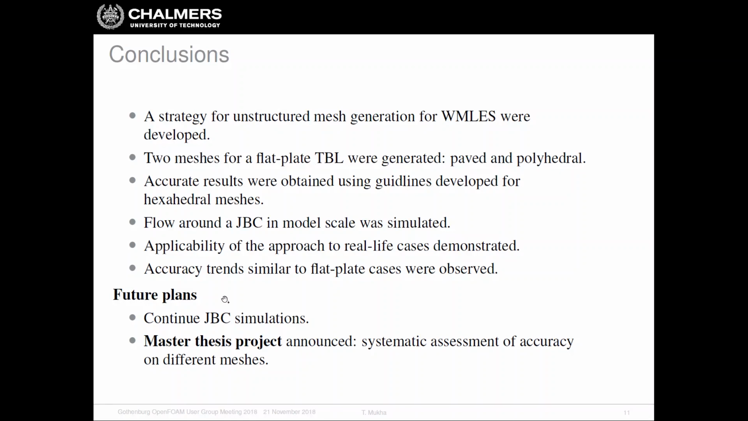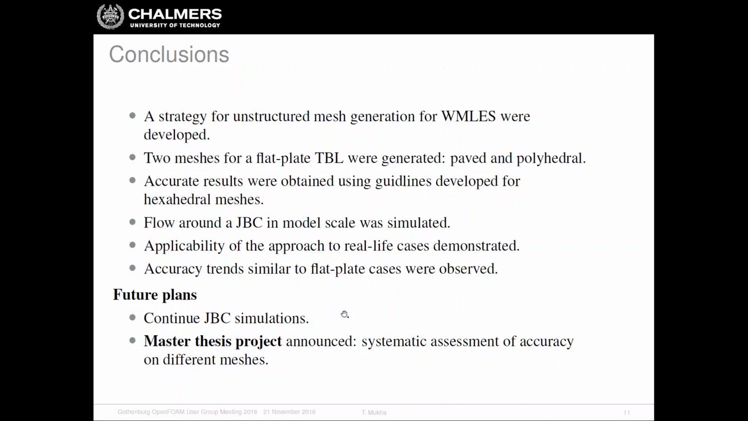Now, regarding future plans, we would like to continue the Japan bulk carrier simulations. In particular, the low-hanging fruit is to try and use some other cell for sampling, like maybe the second consecutive cell instead of a wall-adjacent cell, to see how much our results improve. Hopefully, we can do some work there.